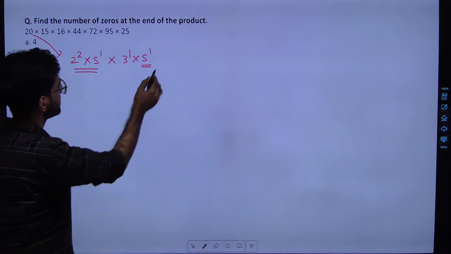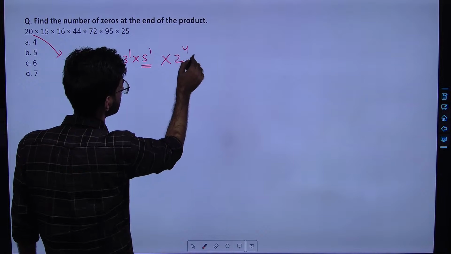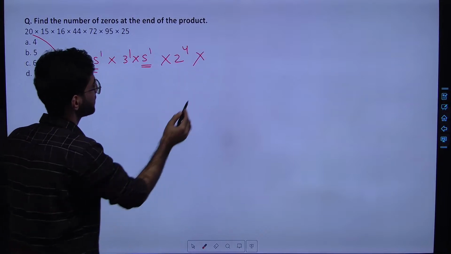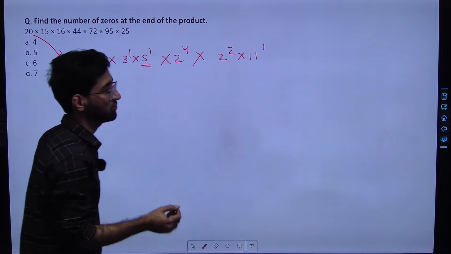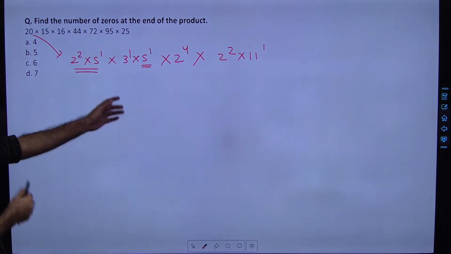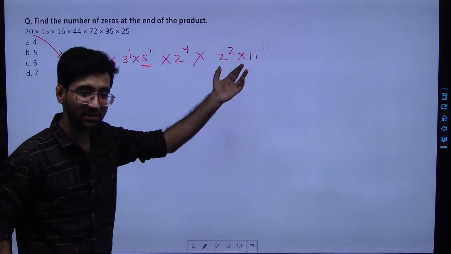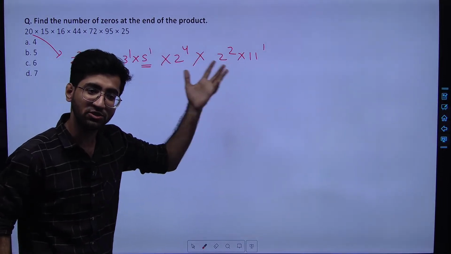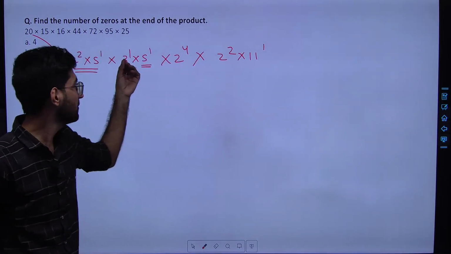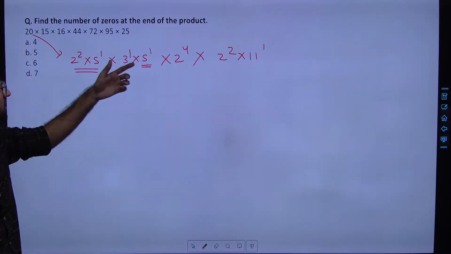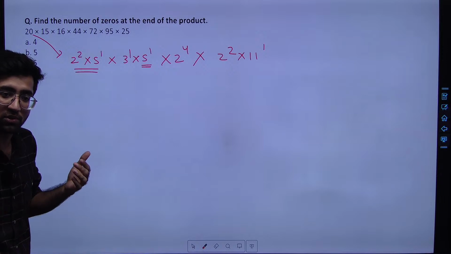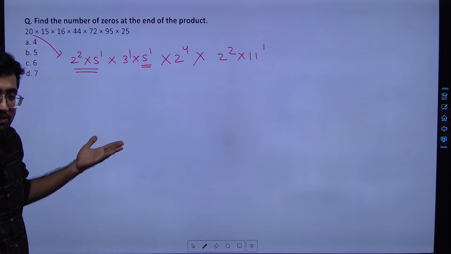Then let us come to 16. So there is 2 to the power 4, then 44. So you can write it as 2 to the power 2 into 11 to the power 1. See, you can skip writing the 11, right? Because we have to save our time. Why should we write 3 to the power 1 and 11 to the power 1? We know that in 44 there is 2 2, 2 2 will be 4, 4 into 11 is 44.